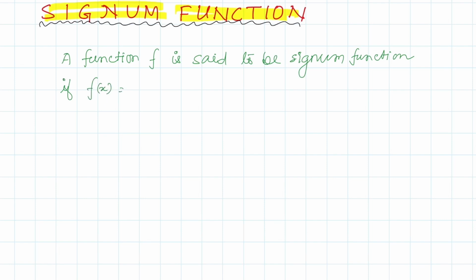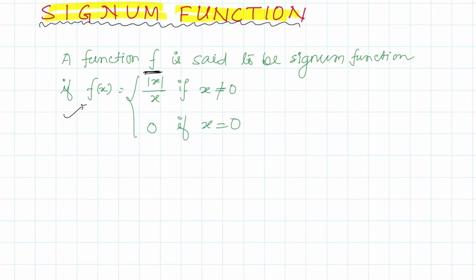f of x is equal to mod of x by x if x is not equal to 0. Okay, if x is not equal to 0, that means either greater than 0 or less than 0. And f of x is equal to 0 if x is equal to 0, then this function f is said to be Signum function.